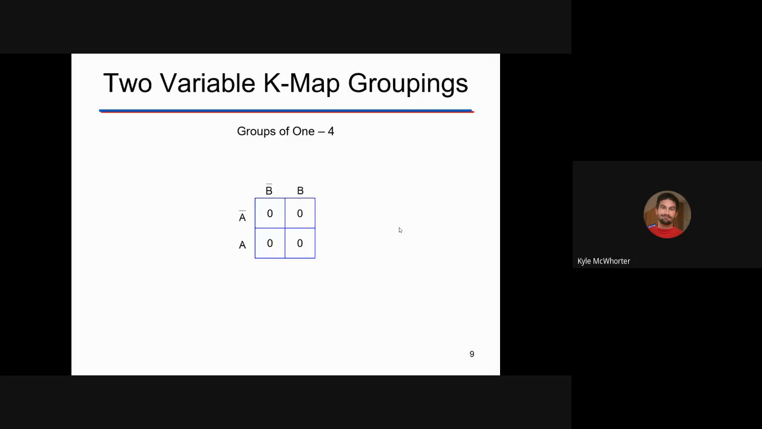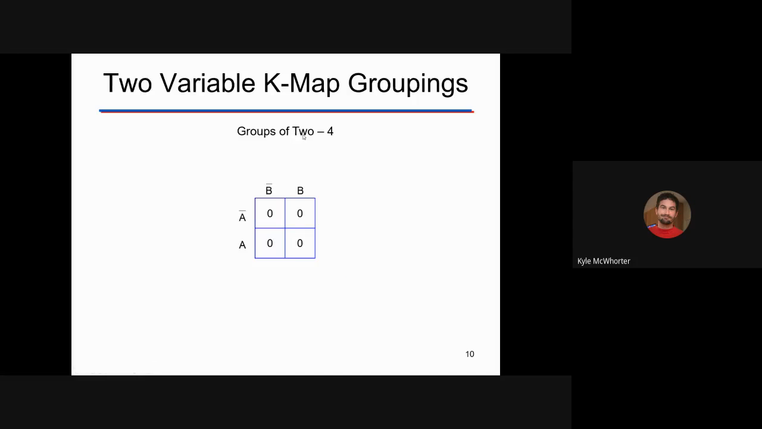Now let's look at the different groupings that we can do. It is possible to have a group of 1, right? Let's say you only have a single 1 in your K-map, then that's how you would read that. This is not A and not B. If you have a 1 here, then our minterm is A and not B. If you have a 1 here, then your term would be not A and B. If you have a 1 here, then the term would be A and B. So that's groups of 1 if you only have a single 1.